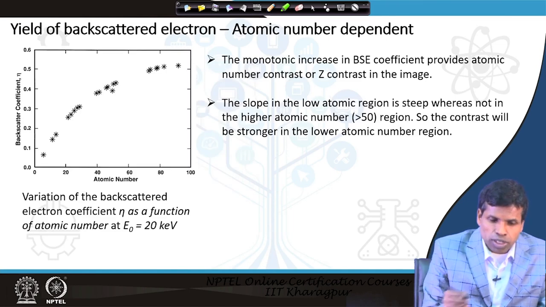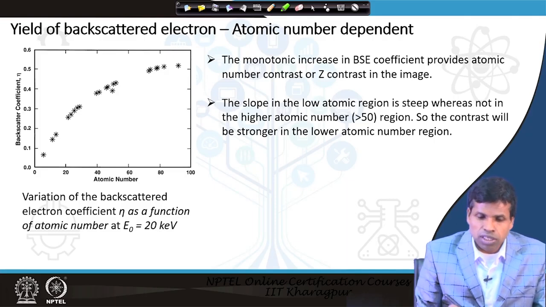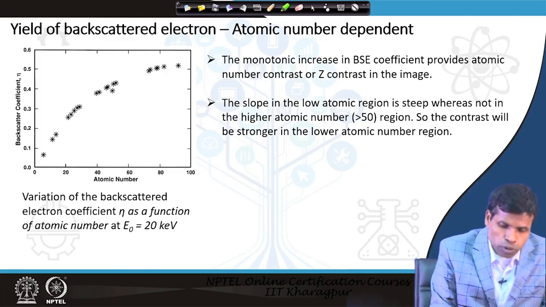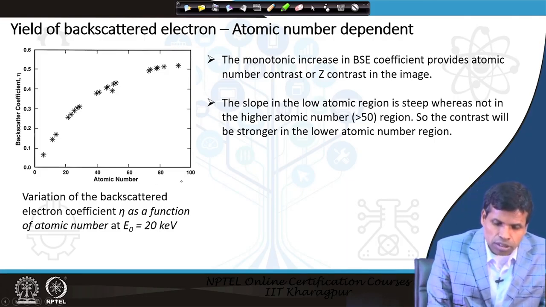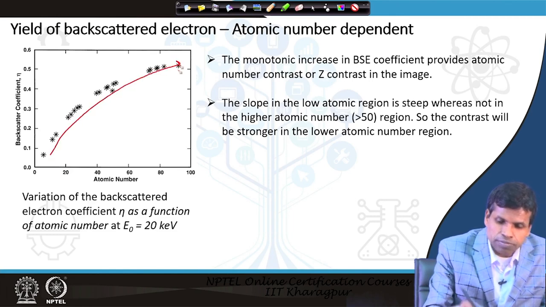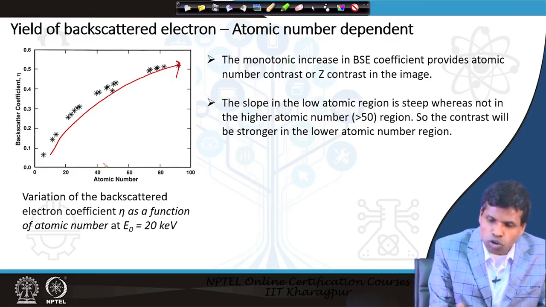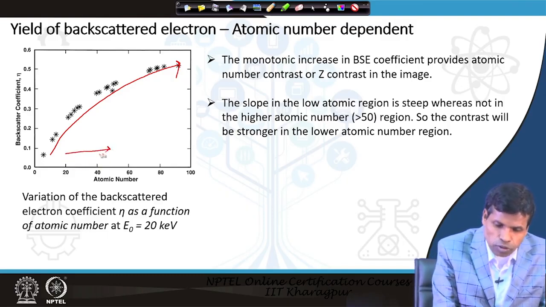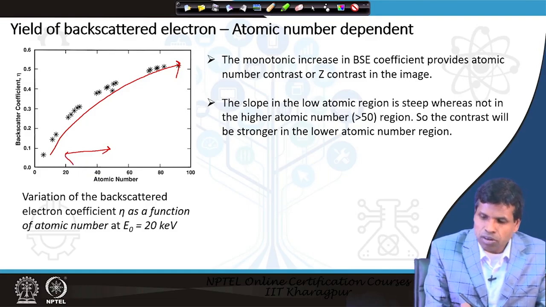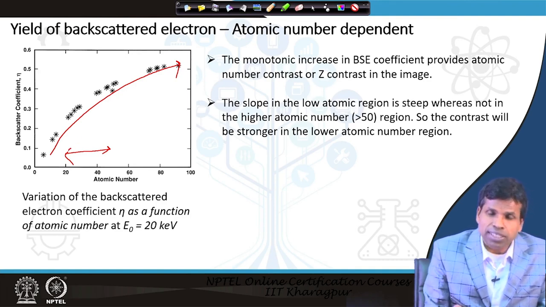Then, going to the yield of backscattered electrons, which depends particularly on the atomic number. As you see in this graph, when we increase the atomic number, there is a continuous increase in the yield of backscattered electrons, and this increase is greater at lower atomic numbers. That means the slope in the low atomic number region is quite high, very steep compared to the slope in the high atomic number region. This variation also provides us the brightness difference.